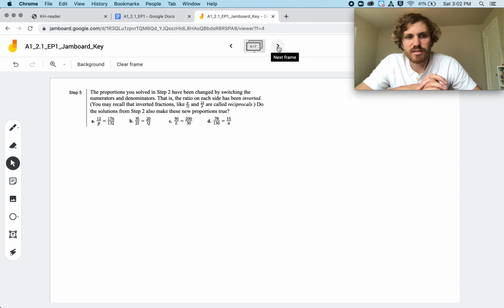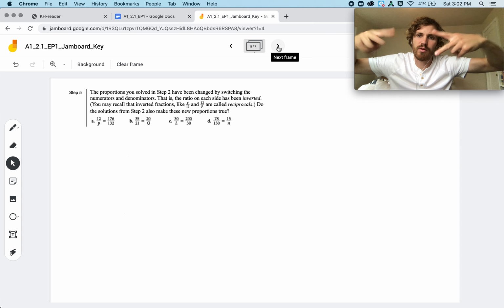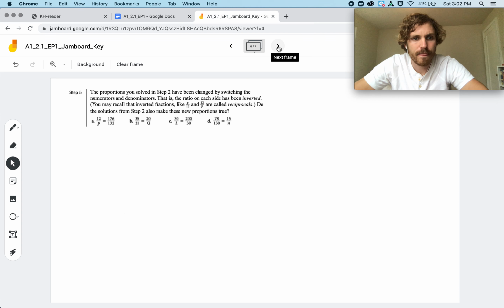So for step 5, it says the proportions have been changed by switching the numerators and denominators. So we took our proportion and we flipped them, okay? The ratio on each side has been inverted. It says you may recall that inverted fractions, like p over 12 and 12 over p, are called reciprocals. Do the solutions from step 2 also make these new proportions true?